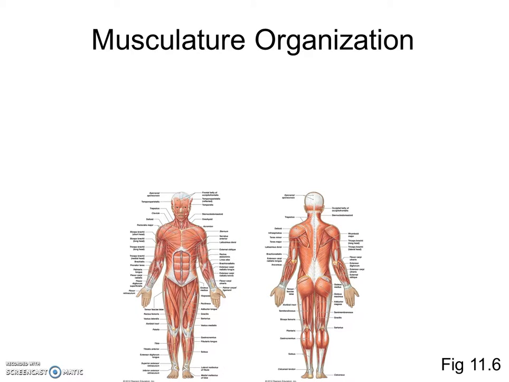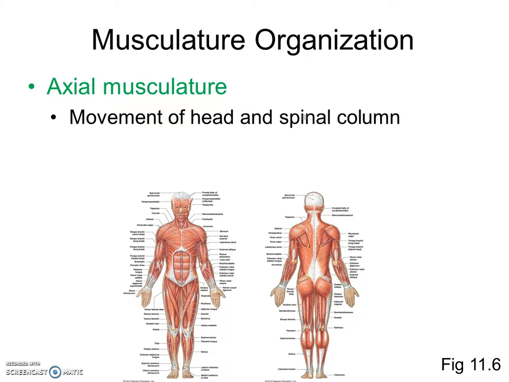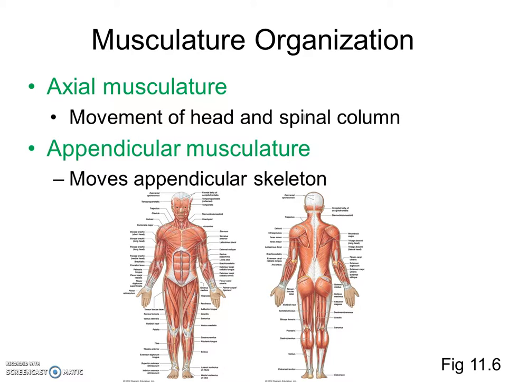We're now going to look at musculature organization. You guys remember axial and appendicular skeleton, so that's how we're going to look at our muscles. First, we'll look at axial musculature, which moves the axial skeleton, specifically the head and the spinal column. Then we'll look at appendicular musculature, which moves the appendicular skeleton, so basically all of your limbs.